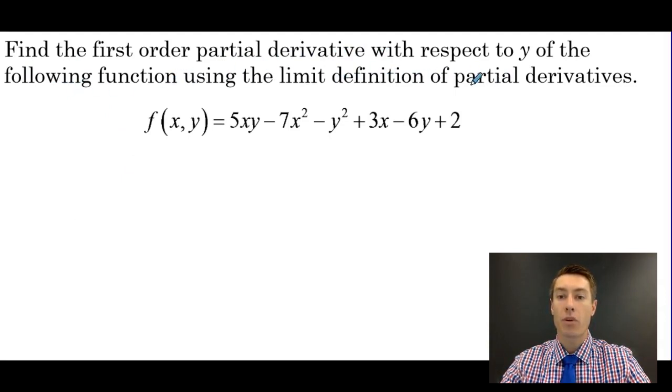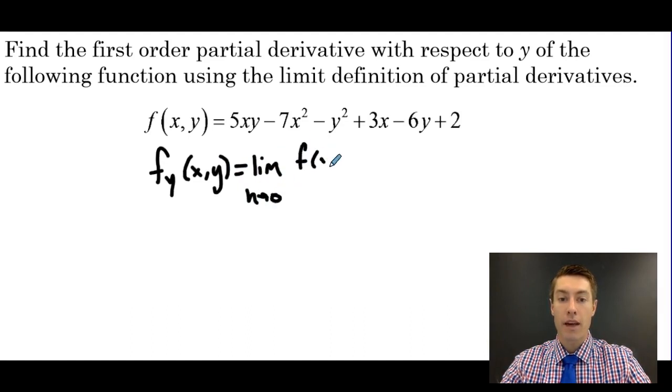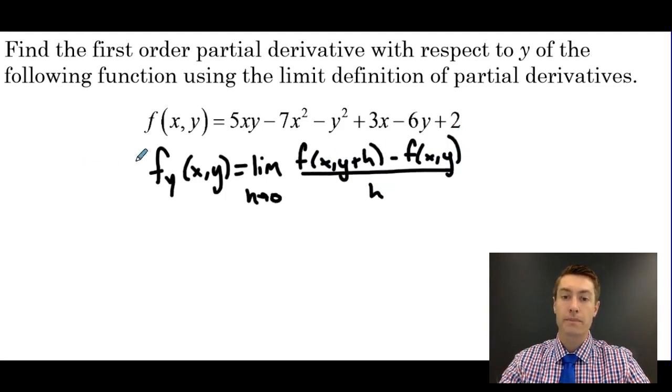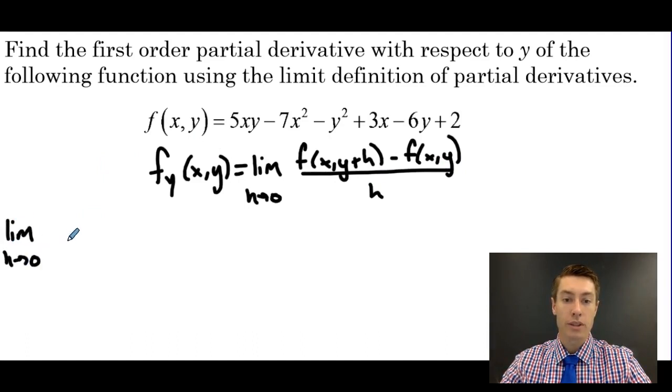So find the first order partial derivative with respect to y of the following function using the limit definition of partial derivatives. So the partial of f with respect to y is equal to the limit as h approaches 0 of f of x comma y plus h minus f of x y over h.